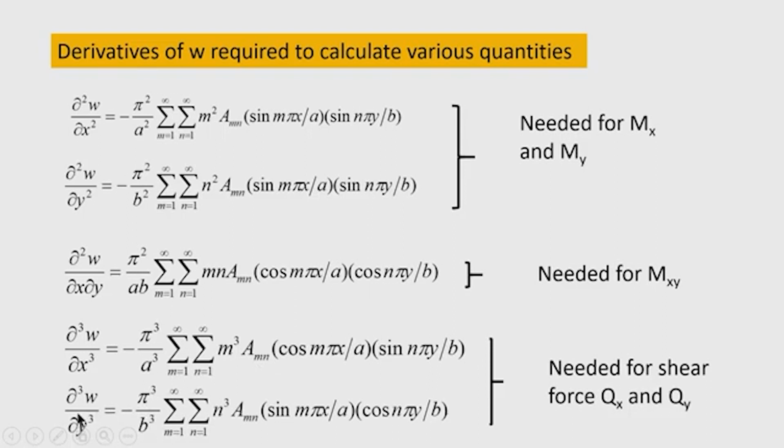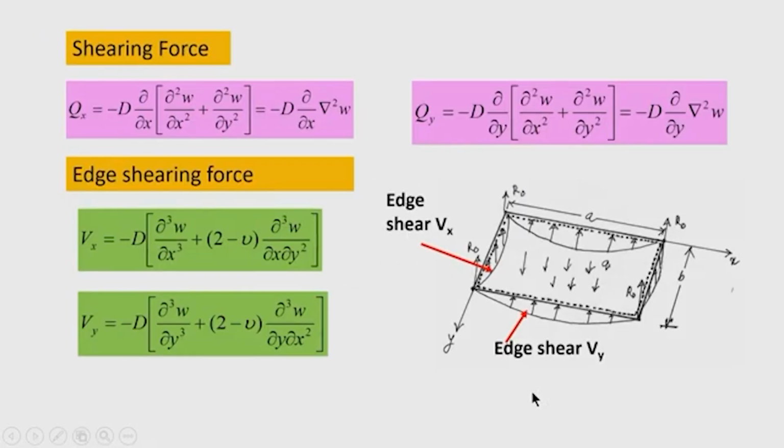Similarly, del cube w by del y cube equal to minus pi cube by b cube double sum, n cube a_mn sin m pi x by a cos n pi y by b, and these quantities are needed for shear force calculation.